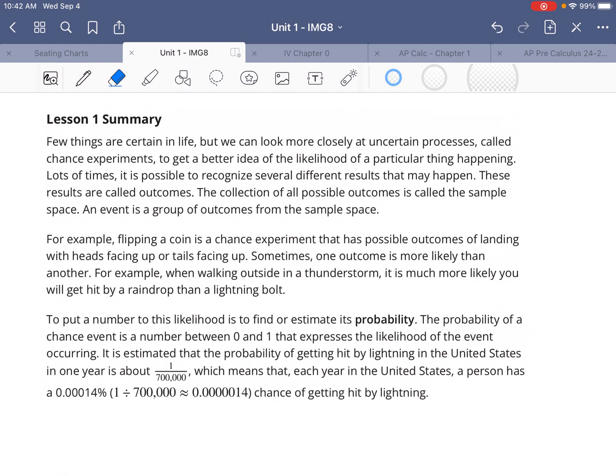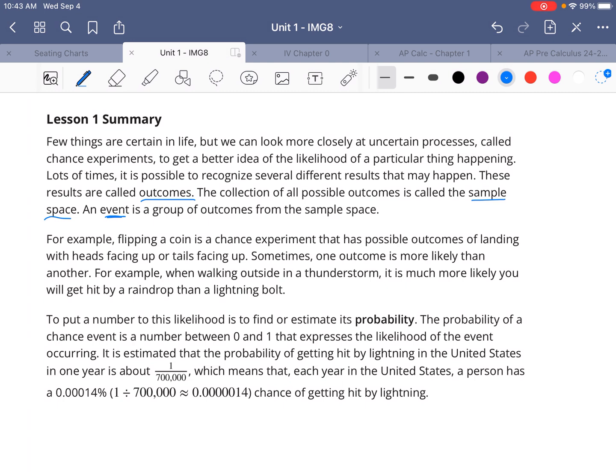Few things are certain in life, but we can look more closely at uncertain processes called chance experiments to get a better idea of the likelihood of a particular thing happening. It's possible that there are several different results that may happen. These results are called outcomes. The collection of all possible outcomes is called the sample space. An event is a group of outcomes from the sample space. So those are 3 terms that you need to know and be able to define.